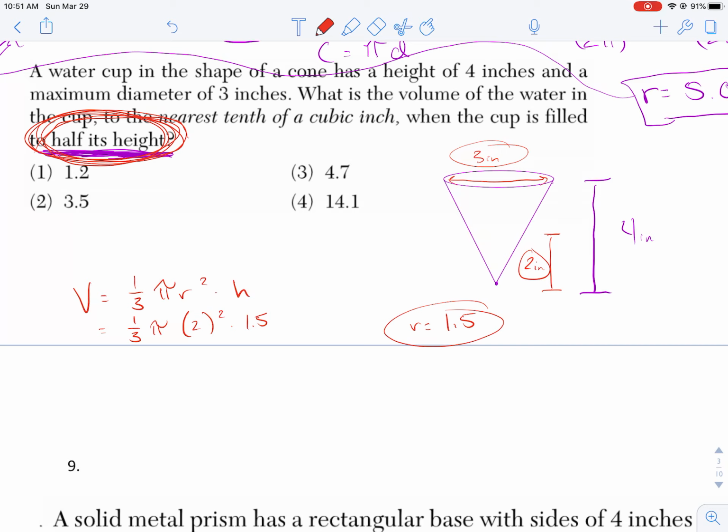Didn't get all that. Let me try that again. I didn't use parentheses there. That's my fault. Pi is 2 squared.